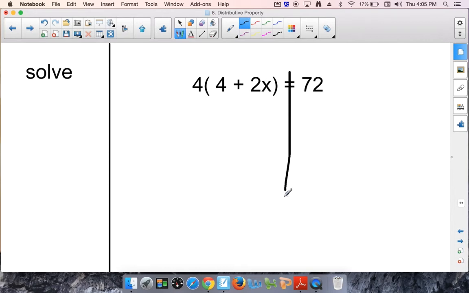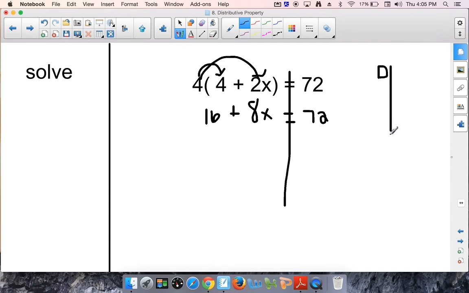Alright, let's solve this one. Draw our line down to show equality. 4 times 4 is 16, plus 4 times 2x is 8x, equals 72. Now remember, if you struggle, you can always come over here and make yourself that do-undo chart we were making the last couple days. Let's look at that.